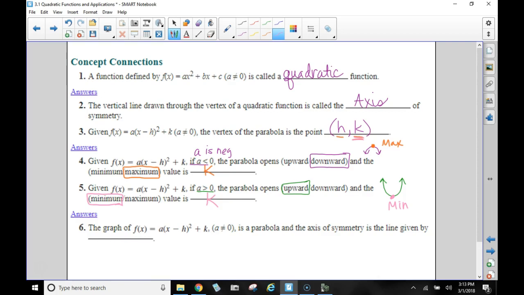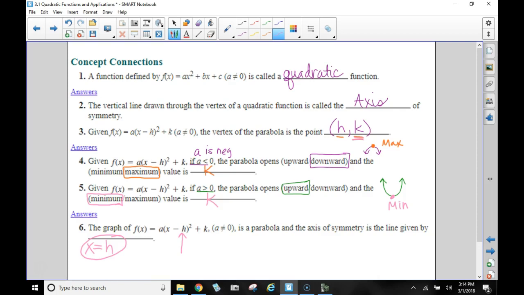So on number 6, the graph of f of x equals a times the quantity x minus h squared plus k, where a is not equal to 0. That means we have a parabola. Okay, the axis of symmetry is the line given by, remember, it's going to be the vertical line that goes through the x-coordinate of the vertex. Okay, so its equation, I'm going to write it down below because I don't have enough room on the line. Its equation is just going to be the vertical line x equals h.